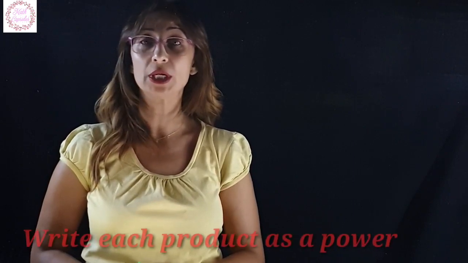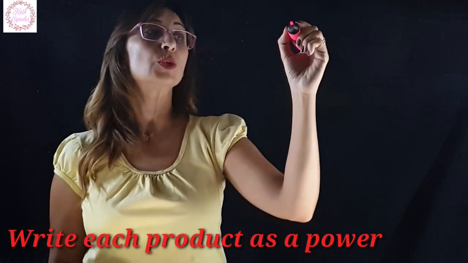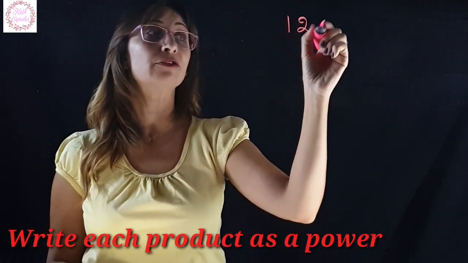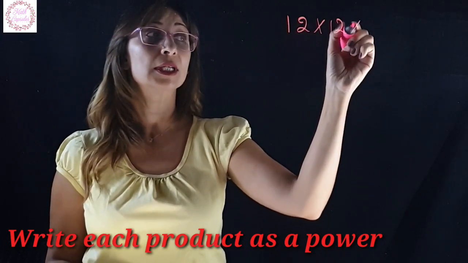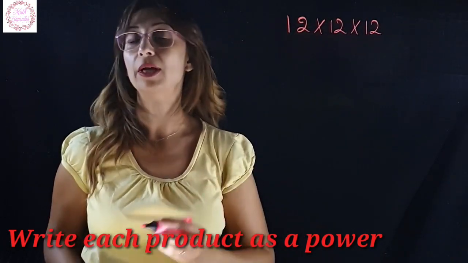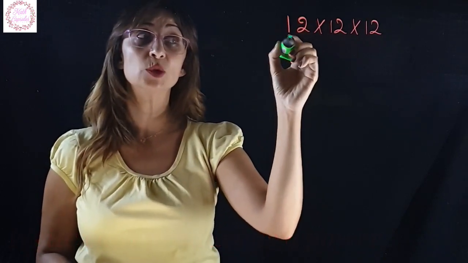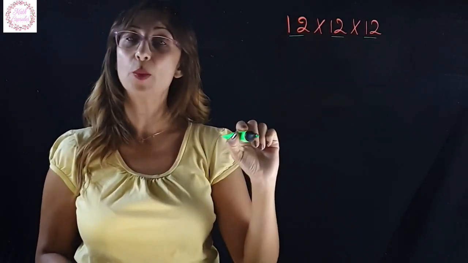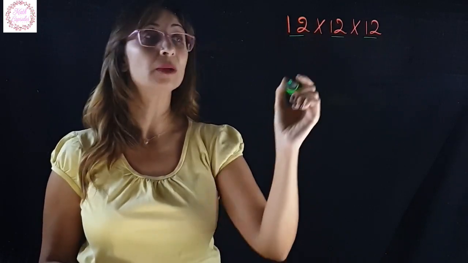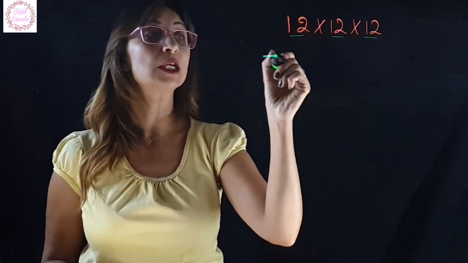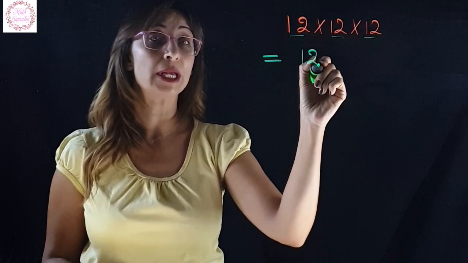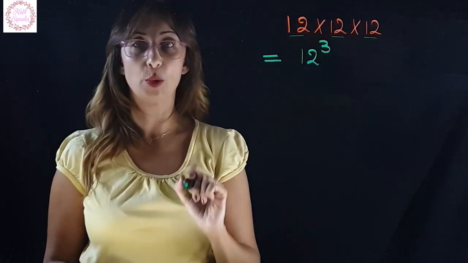The first example says write each product as a power. So, for example, 12 times 12 times 12. How can I write this as a power? So, here the base is 12 and it's repeated how many times? It's repeated 3 times. So, this means that it's equal to 12 in the base and 3 power.